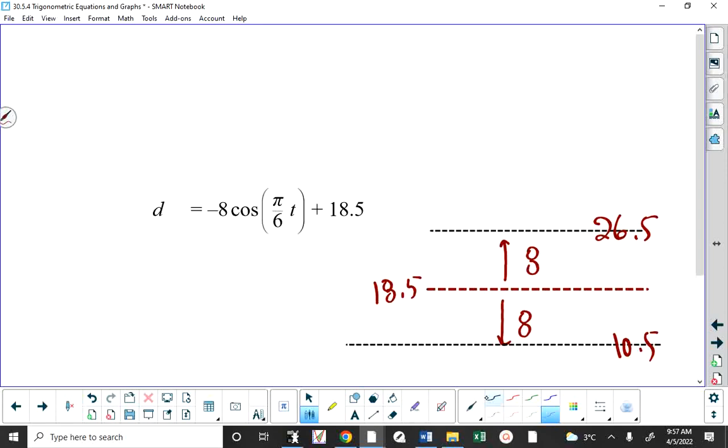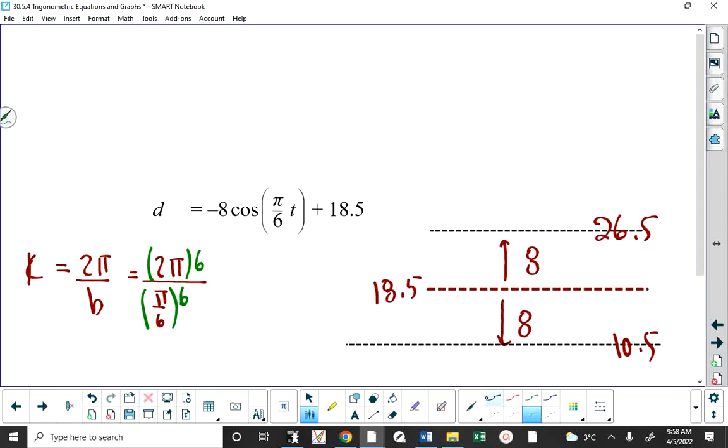The period is 2 pi over b, which is 2 pi over 6. I'm going to multiply top and bottom of this fraction by 6. What happens is the 6's cancel, the pi's cancel, and I'm left with a period of 12 hours, which totally makes sense because tides go in and out every 12 hours. You may not know that, but that's a fact. That's what tides do. Okay. So the period is 12 hours. The range is 10.5 to 26.5.